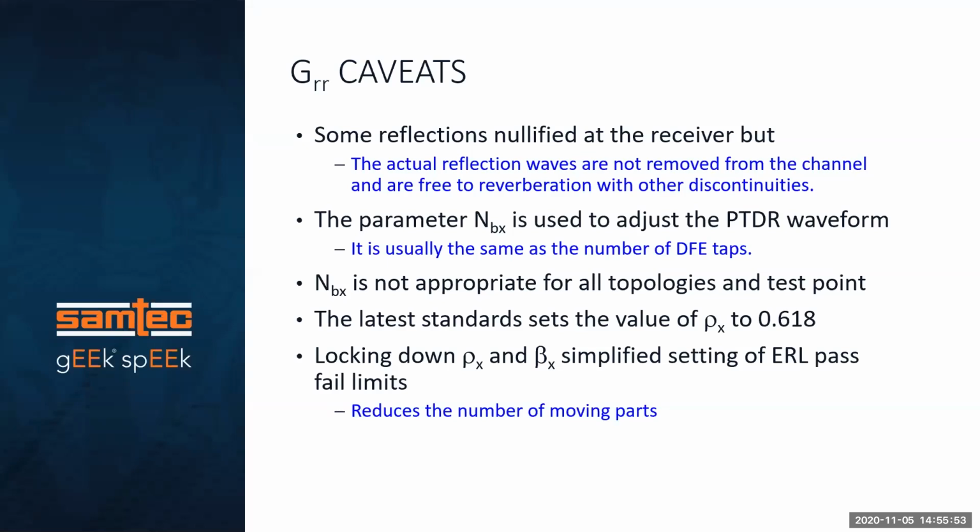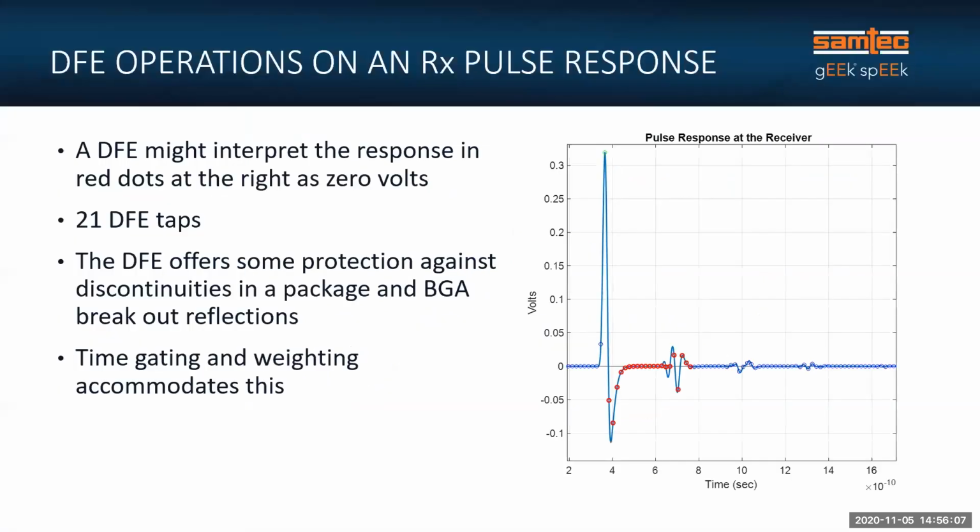So the latest standard set the rho x value to 0.618. Locking down these two values simplified the whole process and reduces the number of moving parts so that we can create a good specification. Moving forward, next slide.